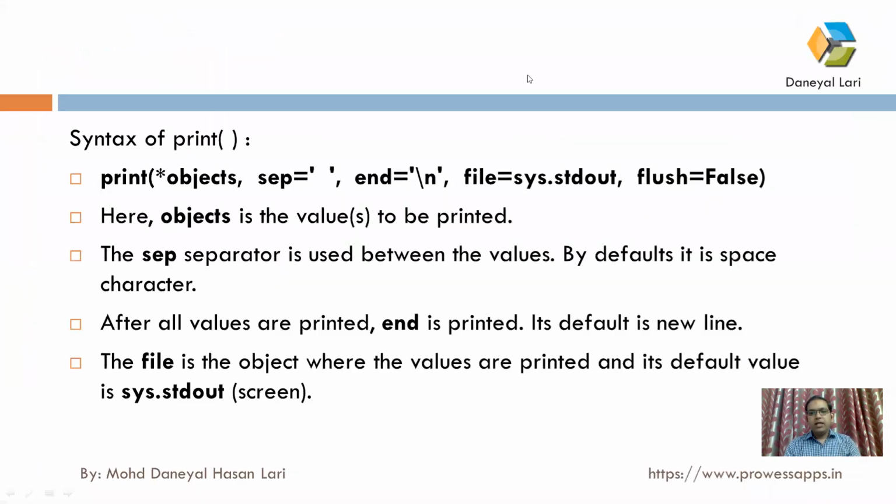Okay, next one is file, where we want to show the output. The default nature is sys.stdout, meaning the system's standard output device. Since we are using core Python, we will see all the output on the system's standard output device. So we are not going to change this right now. Okay, when we learn more output resources, then we can change it. Okay, so this is all about the print function.